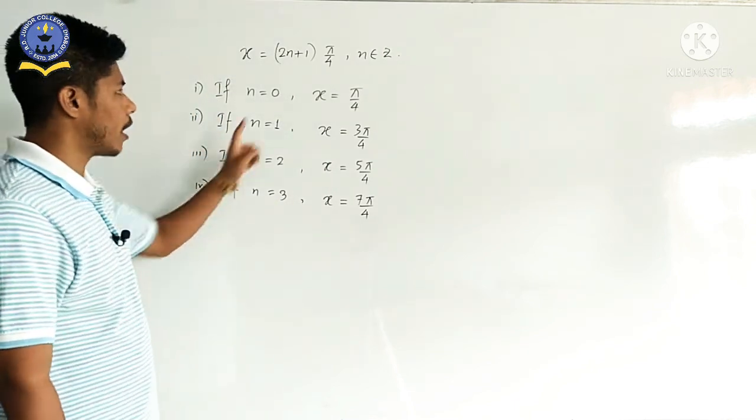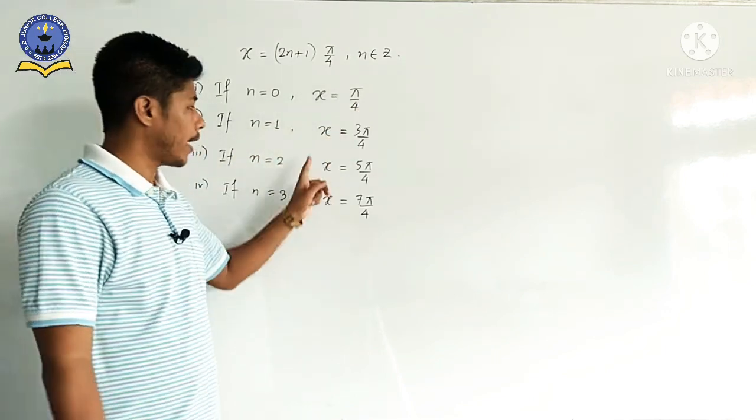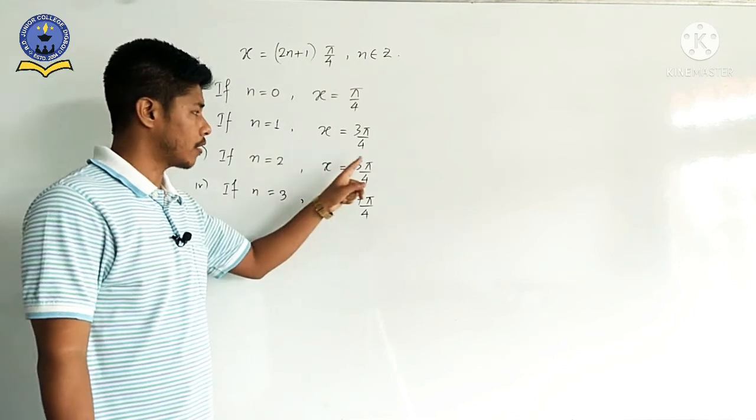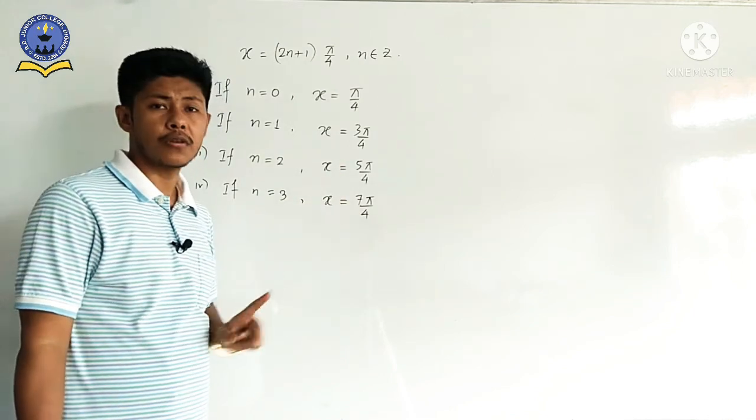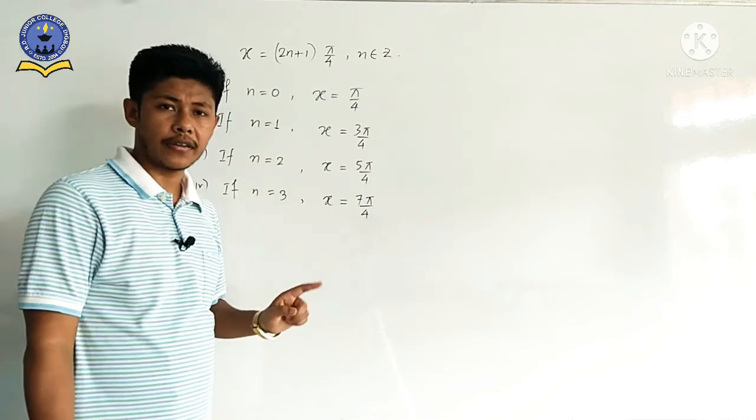And if you see here how many critical points we get: x equals π/4, x equals 3π/4, x equals 5π/4, and x equals 7π/4. So these 4 critical points we get here.